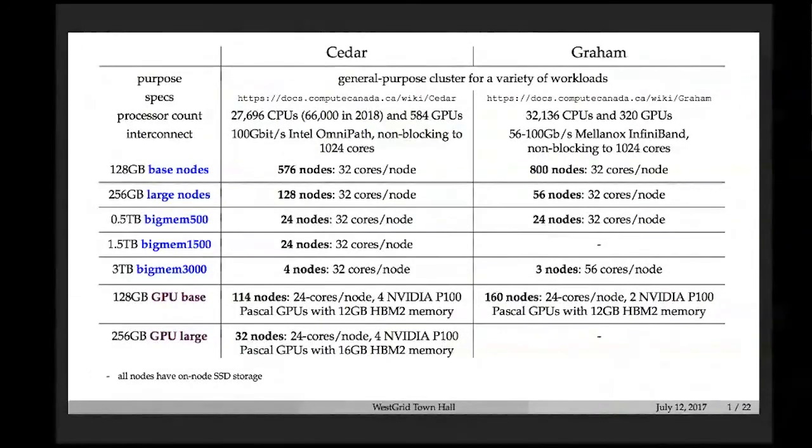So in addition to regular CPU nodes, we also have GPU nodes, two types with 128 gigabytes and 256 gigabytes of memory. And these come with latest NVIDIA P100 Pascal GPUs. So these are meant for running pretty much any type of job that requires GPUs for general purpose computing. So whether it's molecular dynamics code or something else. And these nodes can also be used for visualization.